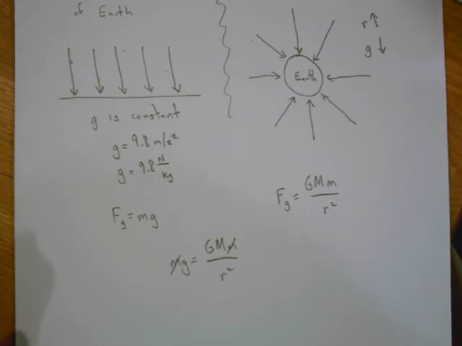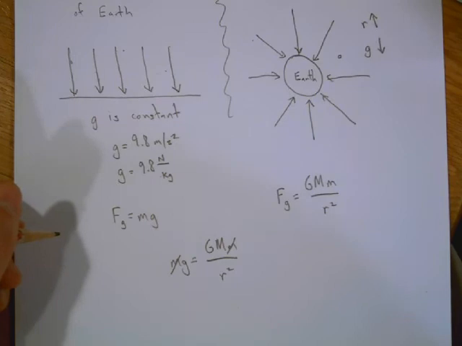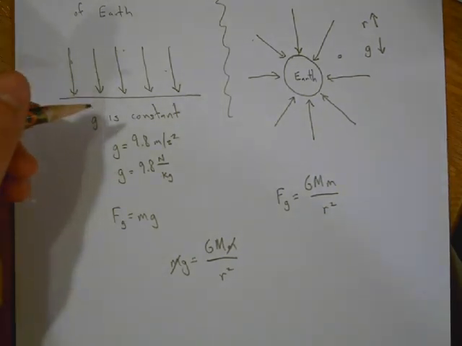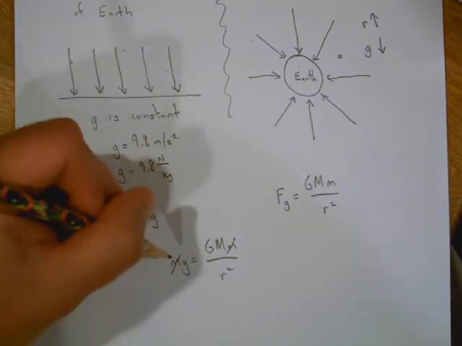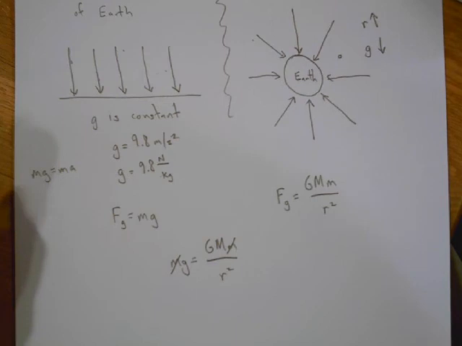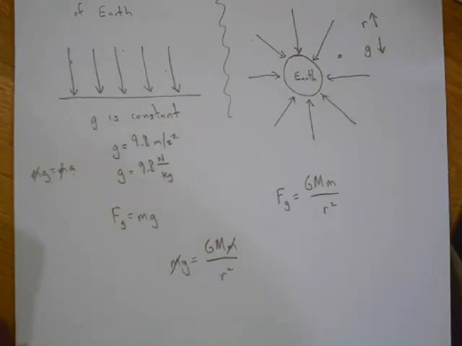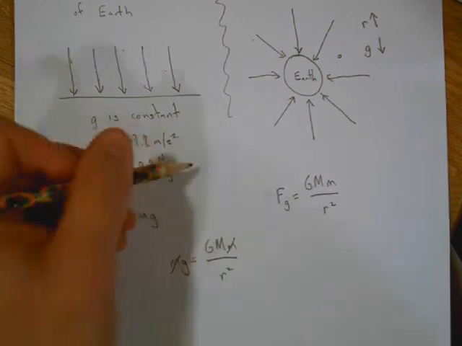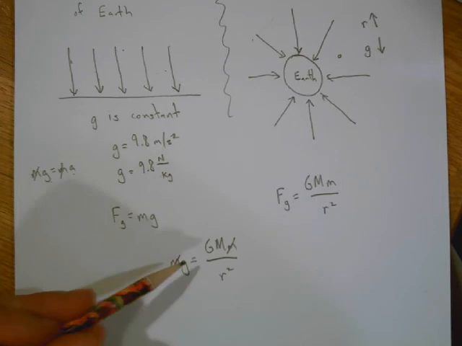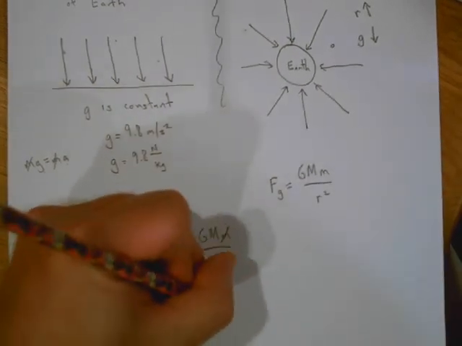My little m cancels. What is it that's canceling? Whatever it is that I'm putting in the gravitational field. It's just like before, where all objects fall with the same constant acceleration, because if the only force acting is gravity, m cancels out and a is 9.8 meters per second squared. Same thing: whatever mass I'm putting in the field cancels out, so I end up with g equals GM over r squared.